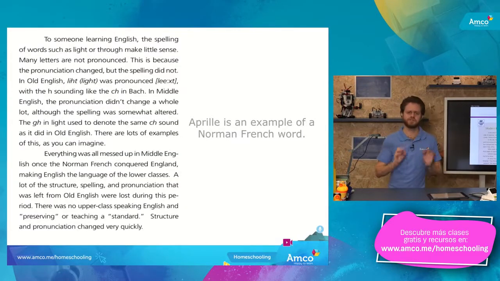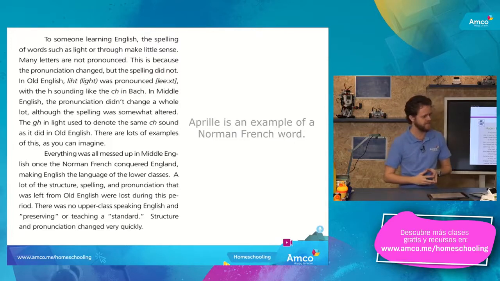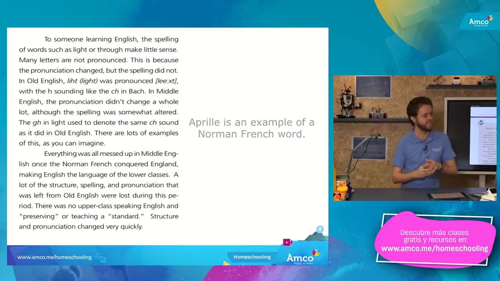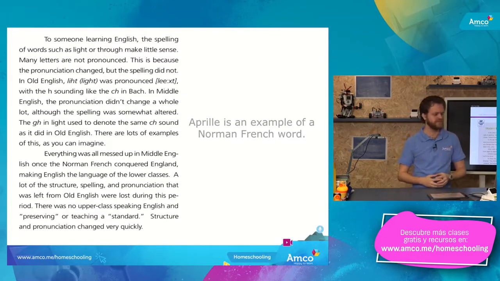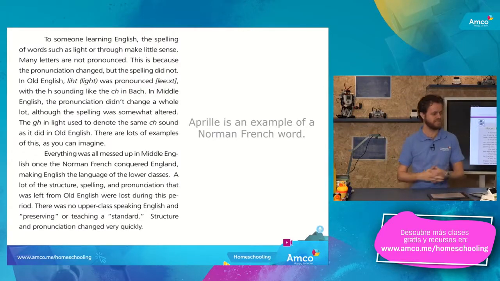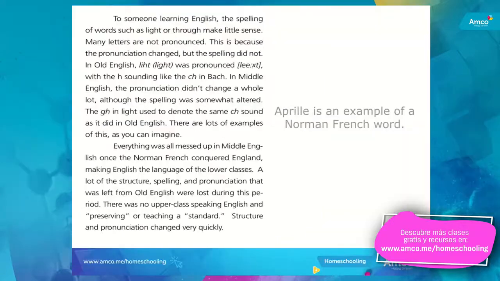I'm going to read an interesting story to you guys, okay? To someone learning English, the spelling of words such as light or through make little sense. Many letters are not pronounced. This is because the pronunciation has changed, but the spelling did not. In Old English, light was pronounced leet, with the H sound like the CH in Bach, so leek.